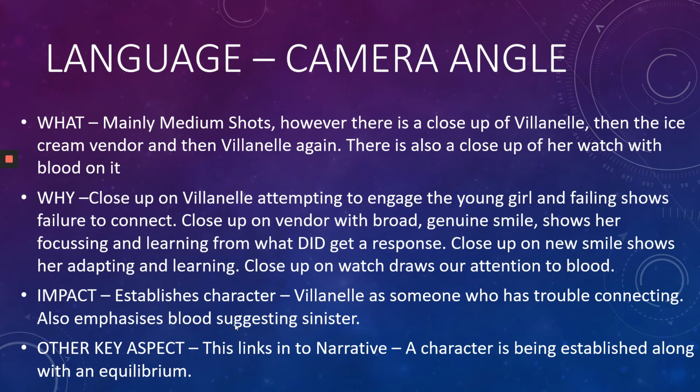Okay. Someone who struggles to connect like that, who has to copy other people's reactions and emotions, we're starting to think psychopath, especially with the blood. Other key aspects that we could link this to is narrative. A character is being established along with an equilibrium. Okay, we're starting to understand that she's maybe a bit of a loner. She's sitting in this cafe by herself, alone. She's maybe trying to connect with other people, although we suddenly realize not very hard, and we wonder why she was trying to get a smile from the girl in the first place. But all of this is establishing a character and an equilibrium. And again, that's the level of depth you could look at for just one element of language.